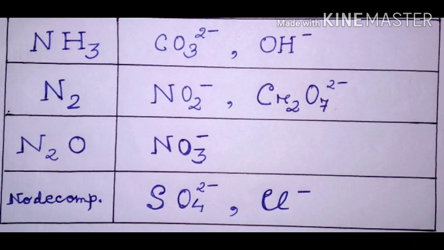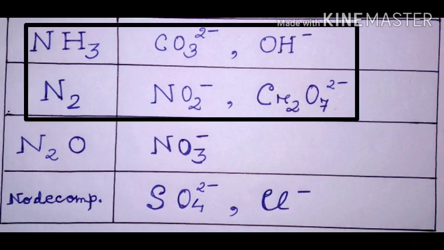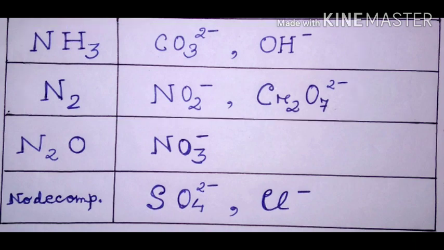Out of all these 4 cases, the most important cases are the upper 2 rows, that is the formation of ammonia or nitrogen along with water. So you simply need to remember ammonia against carbonate anion and hydroxide anion, while nitrogen gas with nitrite and dichromate anion. As you learn this table, you will see that all the complex reactions which we have come through in the early part of this video will become so easy and we can predict the products very easily.